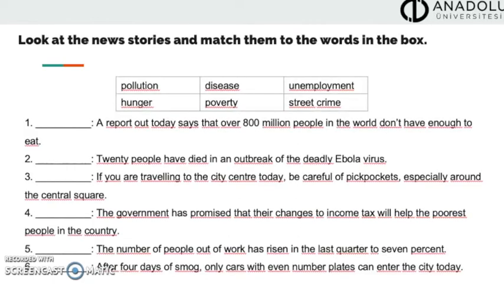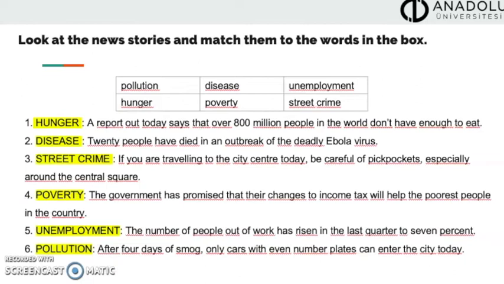Now, we are going to take a look at some news stories and match them to the topics given in the box. Pause your video for a few minutes, read and match. The first one says, a report out today says that over 800 million people in the world don't have enough to eat. So this is about hungry people. Hunger is the correct word. Number 2. 20 people have died in an outbreak of the deadly Ebola virus. So this is about a virus. It is about a disease.